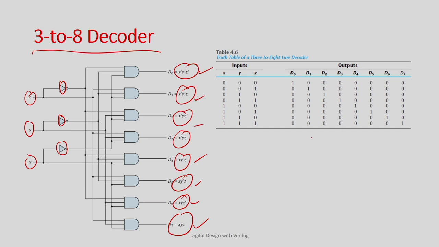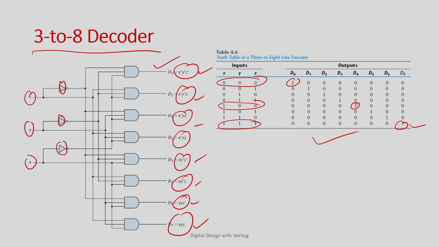And if you see the truth table, if it is 0 0 0, then D 0, the first line, will be 1. If it is say 1 1 1, the last line will be 1. If it is say 1 0 0, then the fifth line will be 1, rest 0. So, you can see here that only one of the outputs is 1, right.